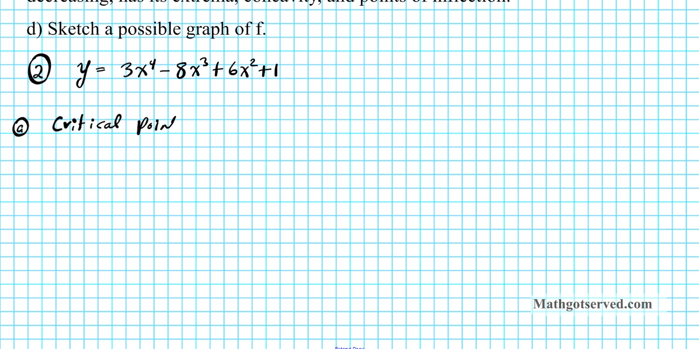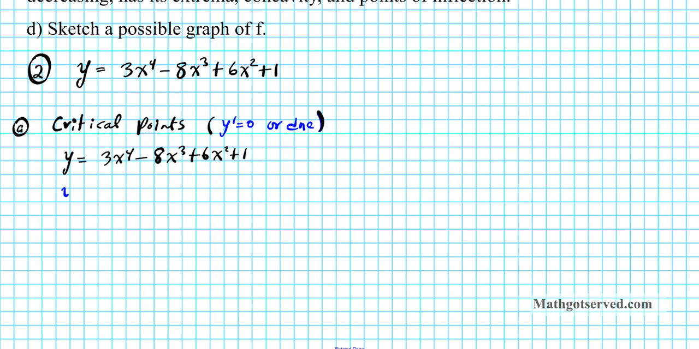Alright, so we know the critical points are the points where the derivative y prime is either equal to 0 or does not exist. And we know the derivative does not exist when you have a cusp, corner, vertical tangent, or a discontinuity. Okay, so those are the things we're going to be watching for in the derivative of this function. So to do that, let's rewrite the original function. The original function is y equals 3x to the fourth minus 8x to the third plus 6x squared plus 1.